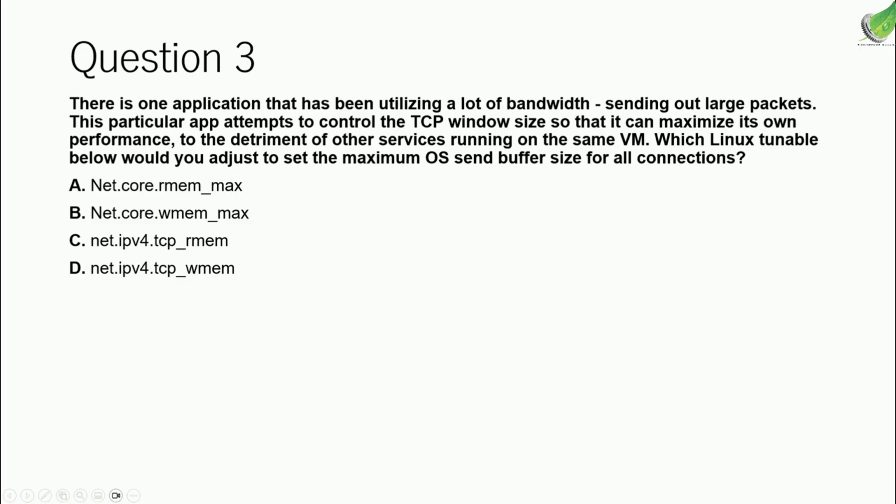Question 3. There is one application that has been utilizing a lot of bandwidth by sending out large packets. This particular app attempts to control the TCP window size so that it can maximize its own performance to the detriment of other services running on the same virtual machine. Which Linux tunable below would you adjust to set the maximum OS send buffer size for all connections?